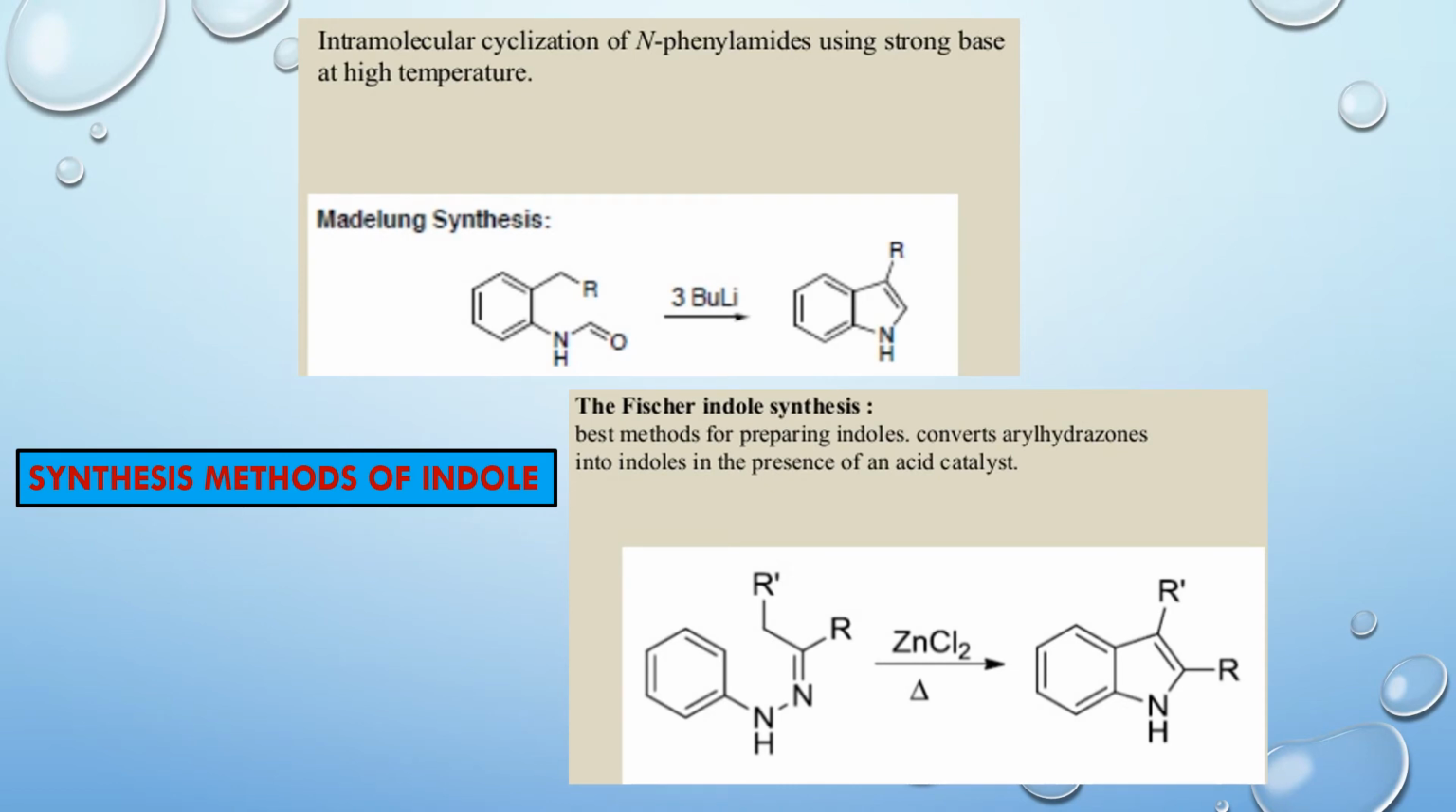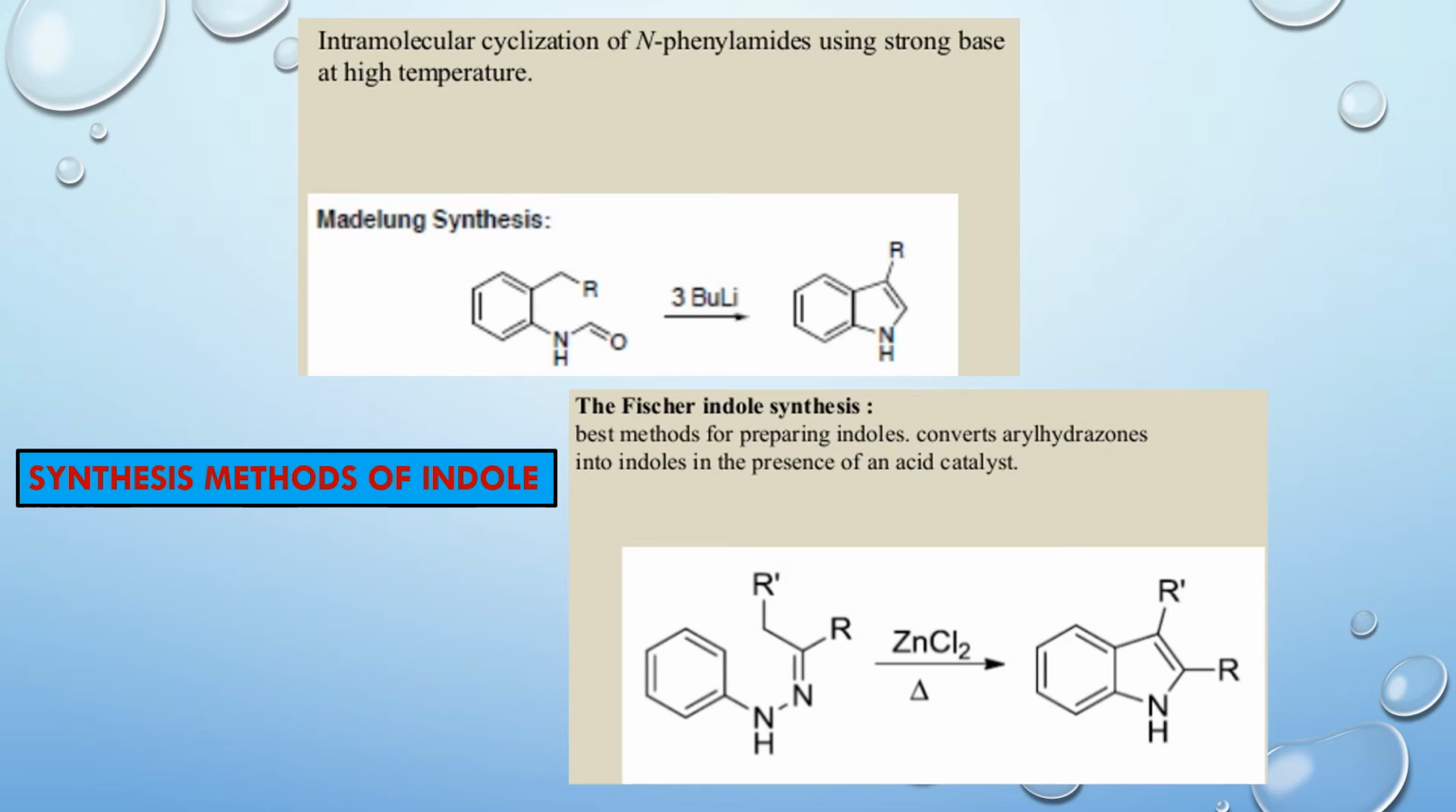Methods of preparation of indole. First one is Fischer indole synthesis. When pyruvic acid phenyl hydrazone is heated in the presence of catalysts like zinc chloride, BF3, etc., indole 2-carboxylic acid is formed, which on decarboxylation gives indole. In other words, Fischer indole synthesis is the conversion of aryl hydrazones into indoles in the presence of an acid catalyst.